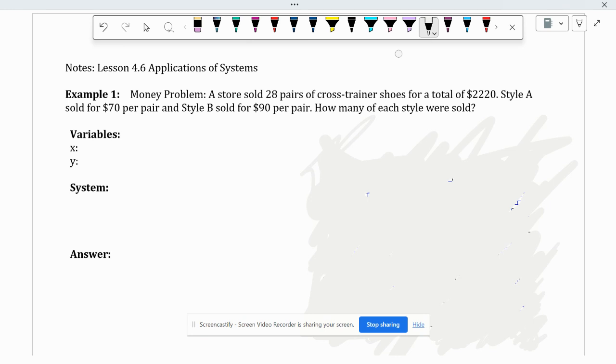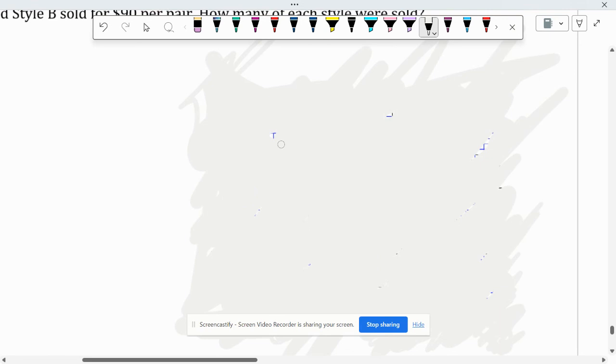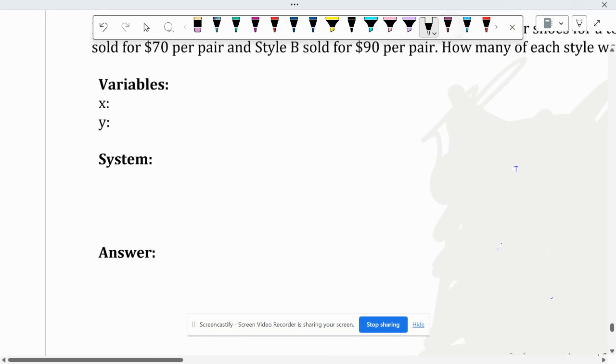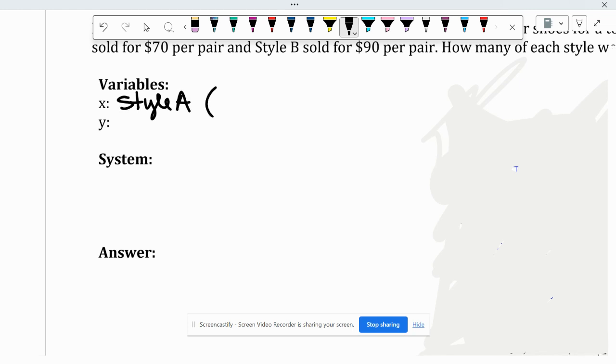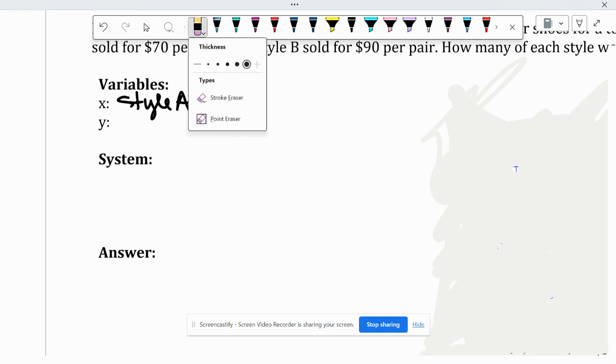I always use X and Y because it just fits with my brain. So I'm going to say let X equal, and that's what that little X is for. X is going to represent style A, the number of style A shoes that I sell. Y is going to represent style B, the number of style B.